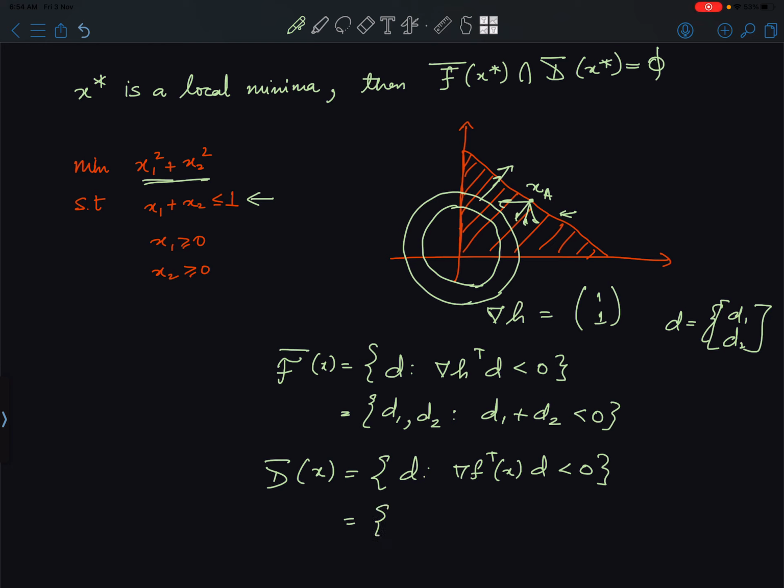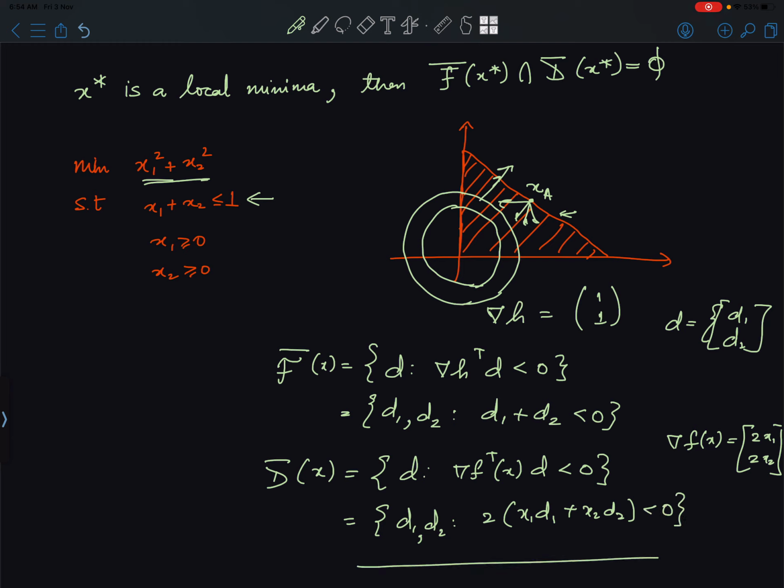So again, in this case, gradient of f of x equals 2x1 comma 2x2, right? So for all d1 comma d2, twice of x1 times d1 plus x2 times d2 should be less than 0 is the set of all my descent directions.